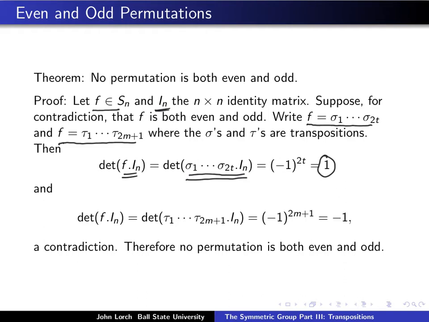Now the same thing, again, we can compute the determinant of f acting on the identity matrix, but this time we think about f as being expressible as a product of an odd number of transpositions. And then using the same argument that we gave above, we can see that that determinant really is -1 to the 2m plus 1, which is -1. -1 and 1 are not equal, and so that gives us our contradiction. And so we conclude that there can't be any permutation that's both even and odd.